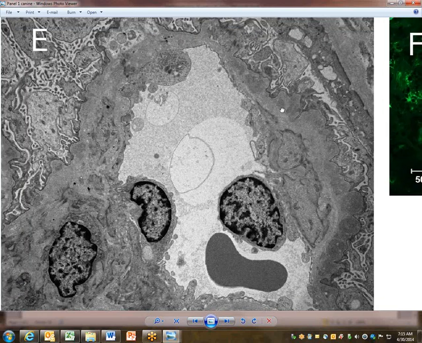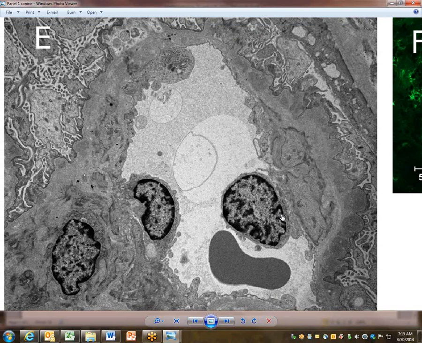Are you good with ultrastructure? We'll see, I suppose. All right, so fire up.